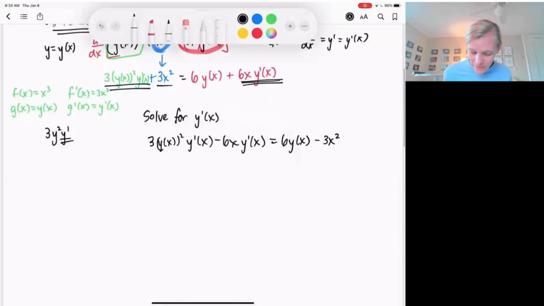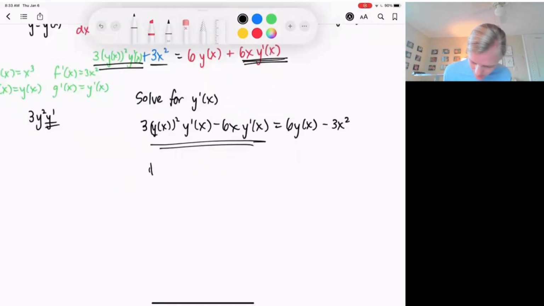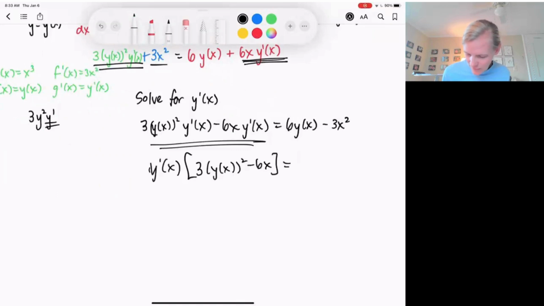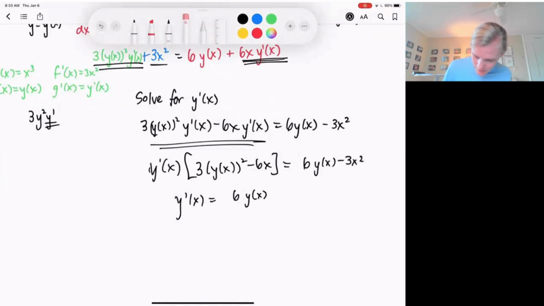Okay, now I can factor a y prime out from this side. That was the whole point there. So I'll factor y prime of x out. Get left with 3y of x squared minus 6x. This step can be tedious. Leave this side alone. So y prime is, I'm going to divide both sides. Minus 3x squared divided by this mess.